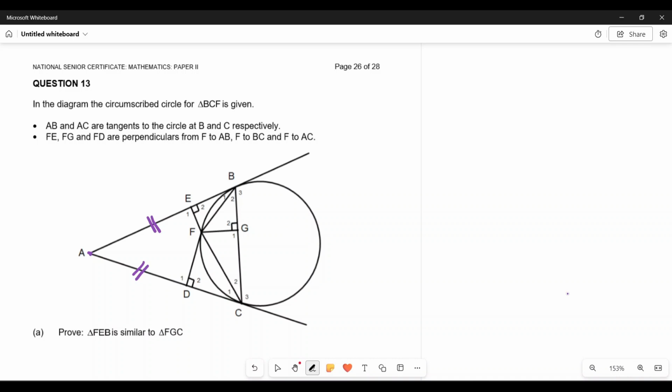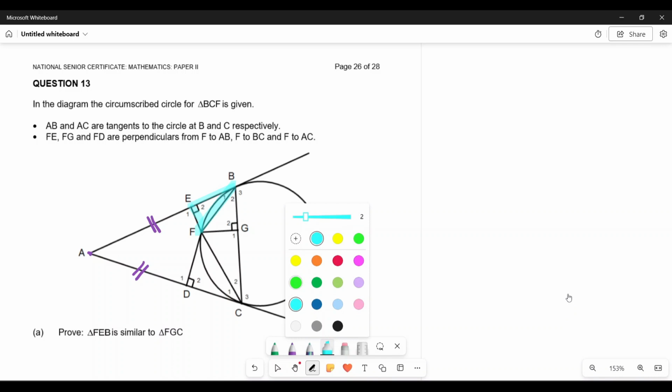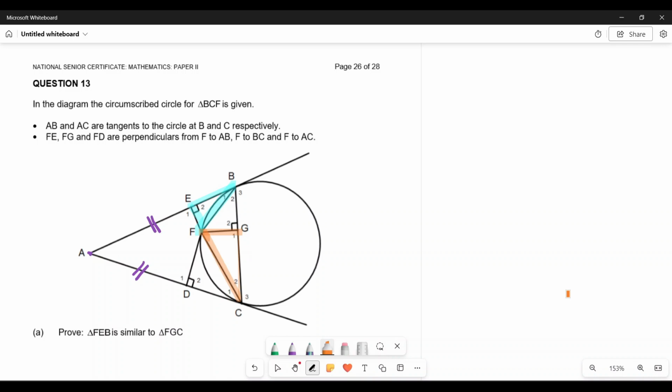All right. Now here we are also told about perpendicular lines. So let me see what the first question is requiring from me. Prove that triangle FEB is similar to triangle FGC. Now let me highlight my triangle FEB. So this is my F to E. Now, my other triangle, which I'm going to highlight with a different color, FGC. Now, I need to prove that these two triangles are similar to one another.